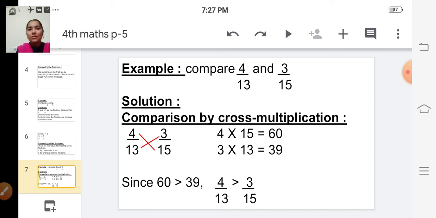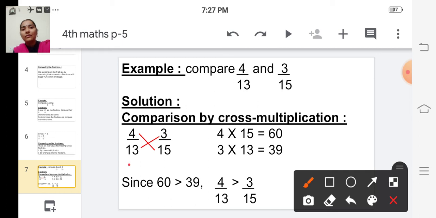So first we shall do it by cross multiplication. The first method is comparison by cross multiplication. We have 4 by 13 and 3 by 15, so we are going to cross multiply. 4 into 15 is 60, and the next one is 3 into 13, which is 39.